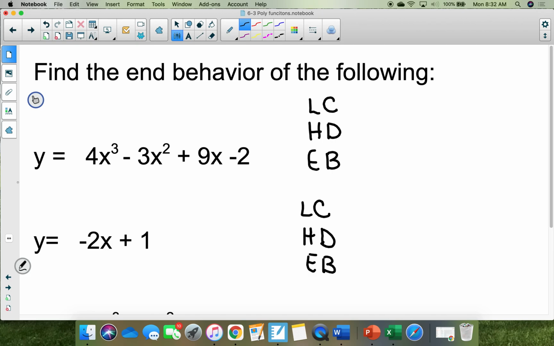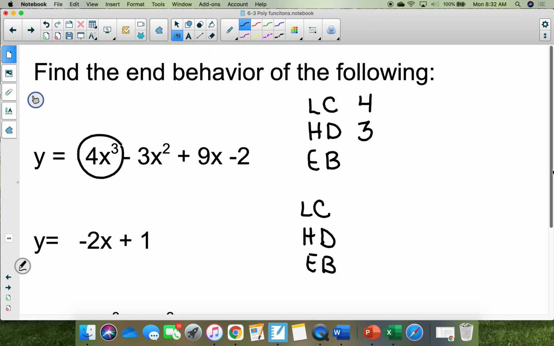Okay, let's start with circling the largest power. Which one of these 4 has the largest power? This one, it's to the 3rd power. This is called the highest degree. The highest degree is 3. The leading coefficient in front of it is 4. So far, so good?